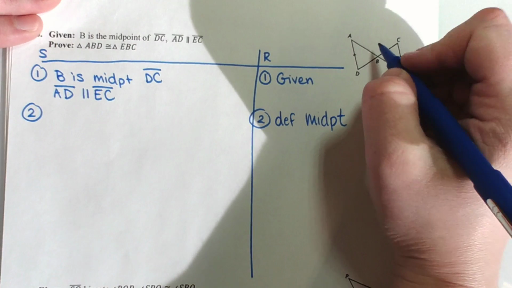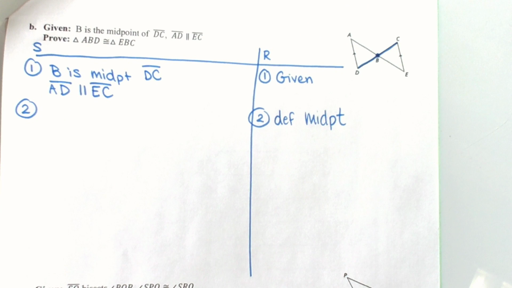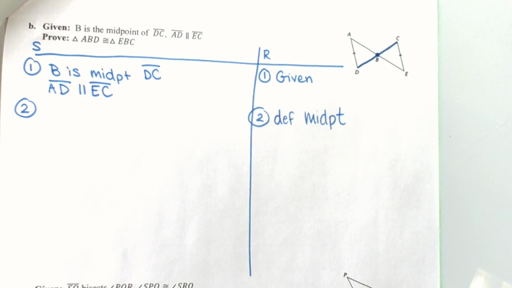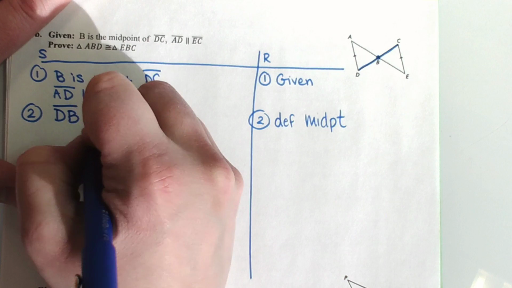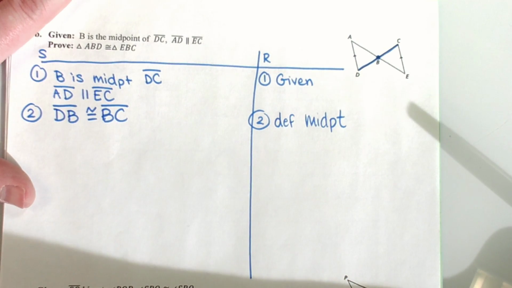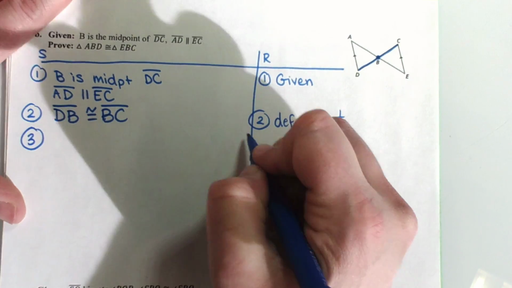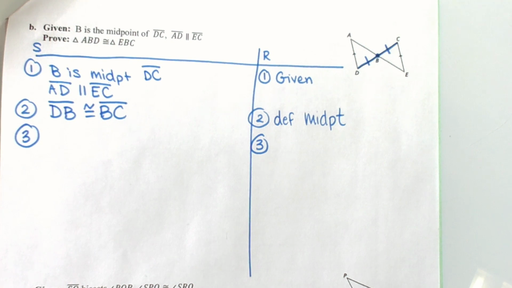Okay, we are told B is the midpoint of DC, which means B should make that segment 2 congruent segments. What are the names of the 2 segments? They're DB and BC. Can I call them BD and CD? Yes. Mark it in the proof, mark it on the picture. Do not mark it on the picture until you put it in the proof. That's one of the things that people tend to make a mistake on as well.